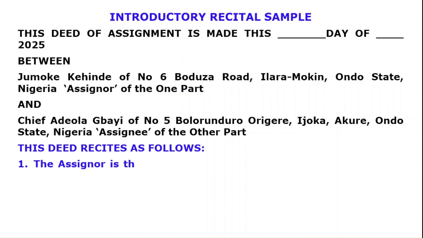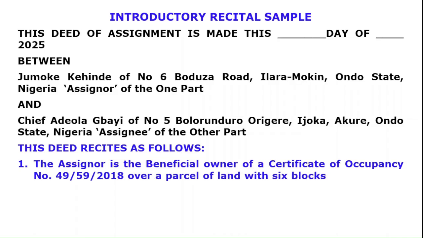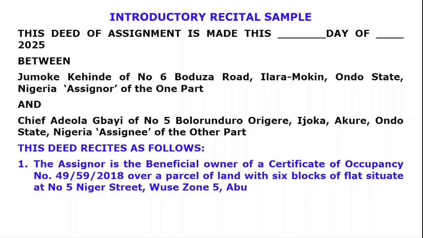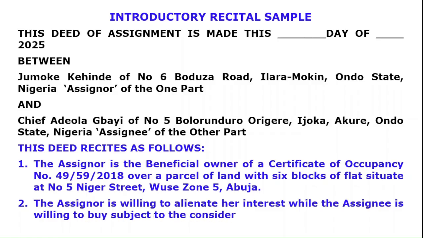It tells us that the assignor is the beneficial owner of a certificate of occupancy, number 49, page 59, volume 2018, over a parcel of land with 6 blocks of flats situated at number 5, Niger Street, Wuse Zone 5, Abuja. The assignor is willing to alienate her interest, while the assignee is willing to buy, subject to the consideration to be stated therein.